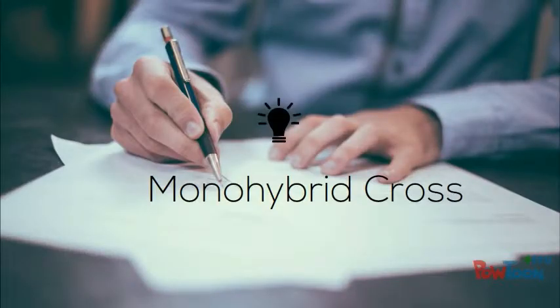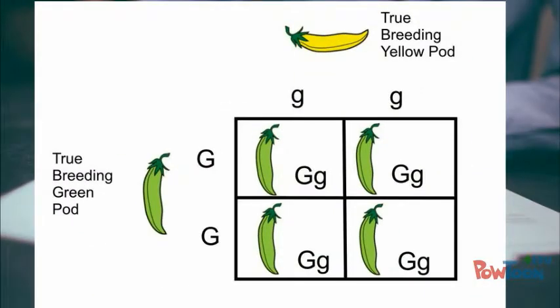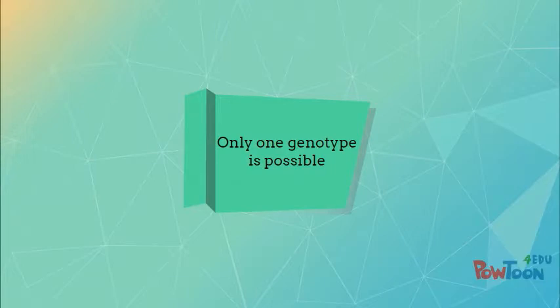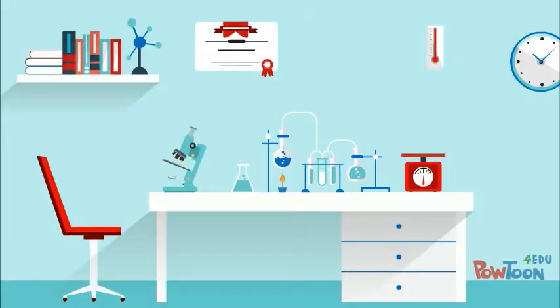A monohybrid cross is an analysis of inheriting a single characteristic or trait, the crossing of true breeding organisms. In the case of a monohybrid cross, only one genotype is possible, meaning all offspring will have a heterozygous dominant genotype, as one allele from each parent is given to the offspring.